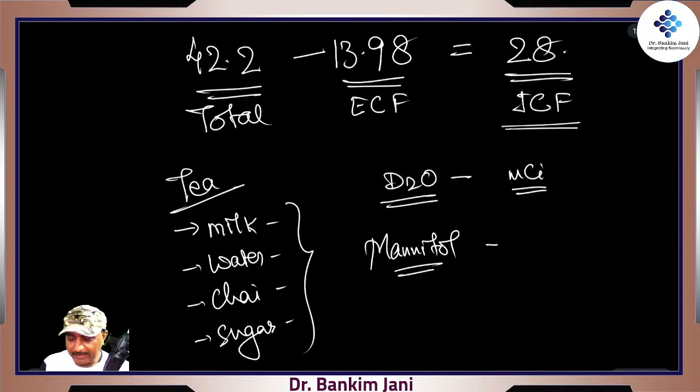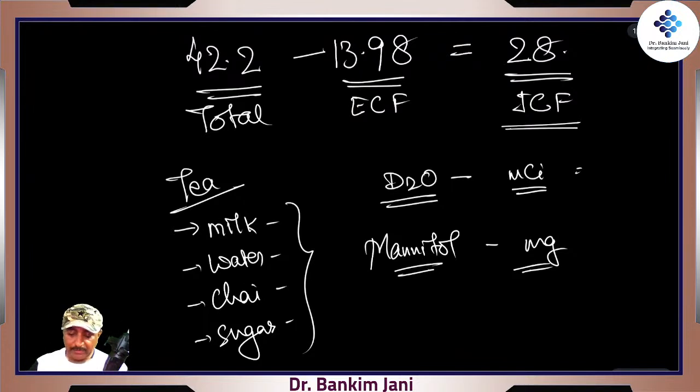So you got the idea of what we are actually doing, right? When we go for D2O, D2O is measuring the total fluid of the entire body, right? And mannitol is measuring the ECF, because it cannot enter into the cell. So that's how things are, and this is in mg.